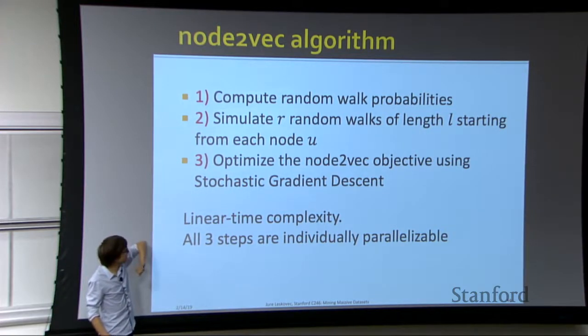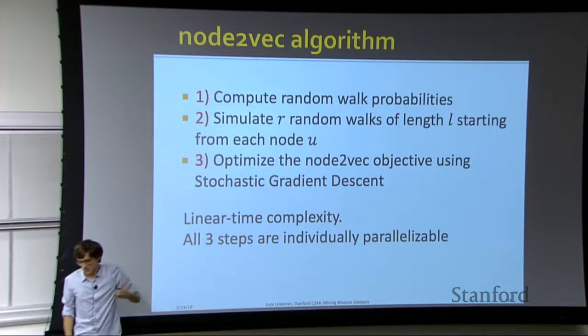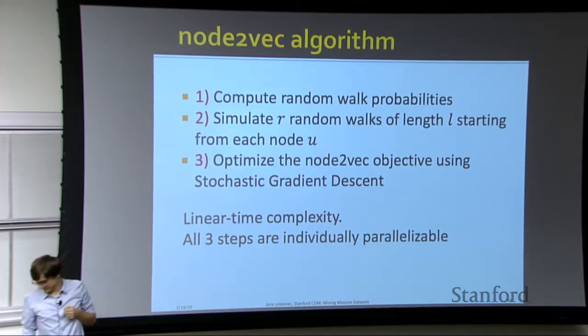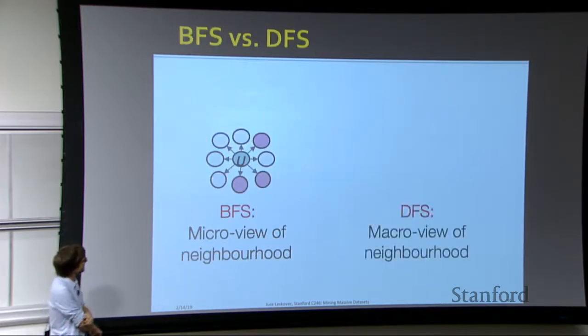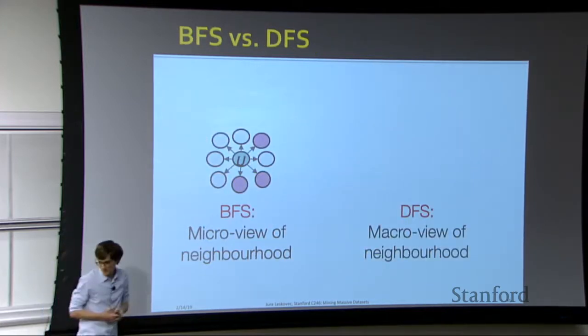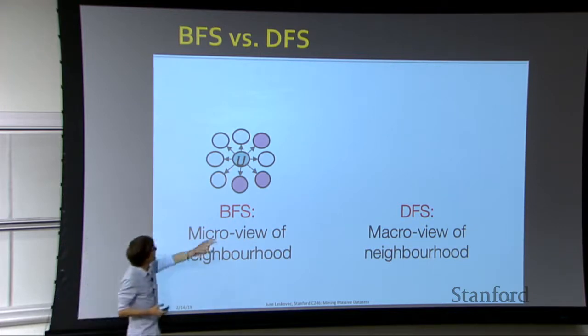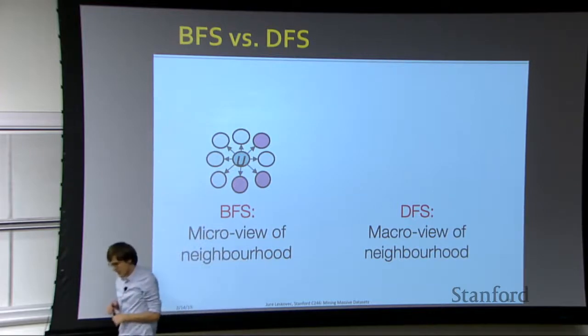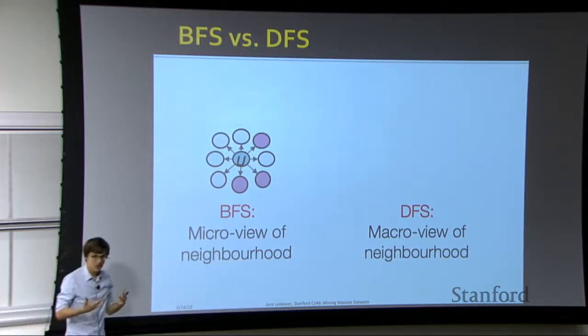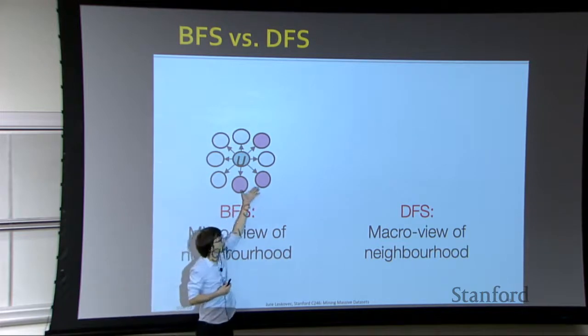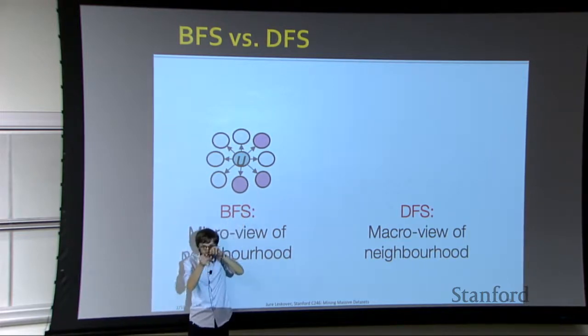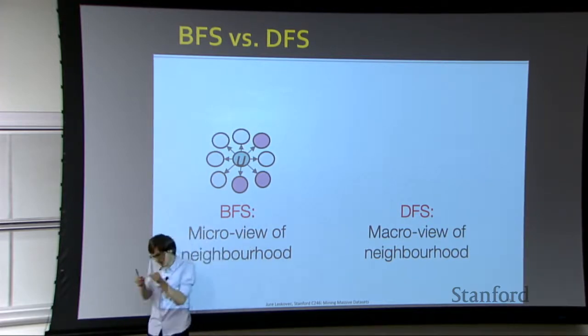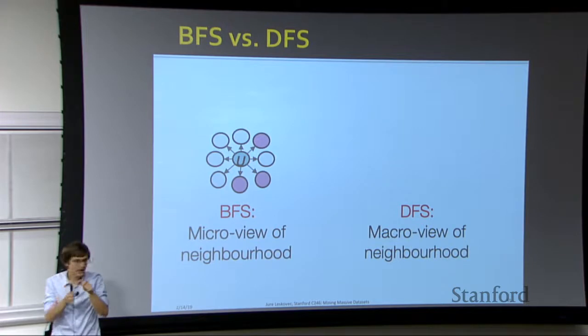And this algorithm also takes linear time, because each of these steps is linear in the size of the graph, right? And just to say, what's the difference between breadth first search and depth first search exploration? With breadth first search, you will create these small local neighborhood sets. So when you run optimization for a fixed number of steps, this optimization will really focus on getting these micro level distances correctly, right? And it will really learn who is a neighbor of whom to a very high degree.